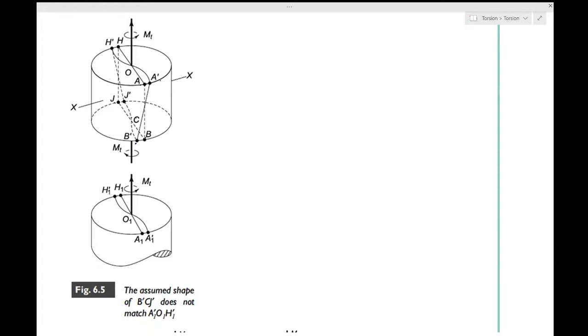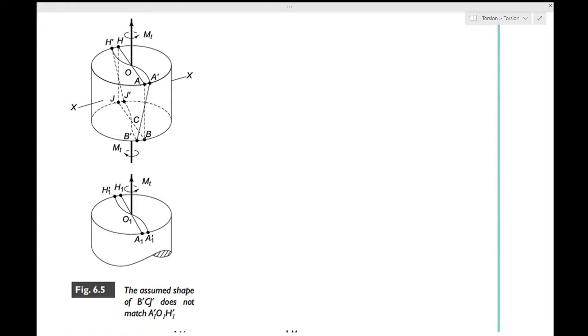Let us tentatively assume that the curvatures of lines H'OA' and B'CJ' are as indicated in figure 6.5. So this is just an assumption that these curves H'OA' and B'CJ' are like this, as they are shown. This is just a tentative assumption, and we want to see whether this assumption is correct or not. That's what we are trying to do over here.